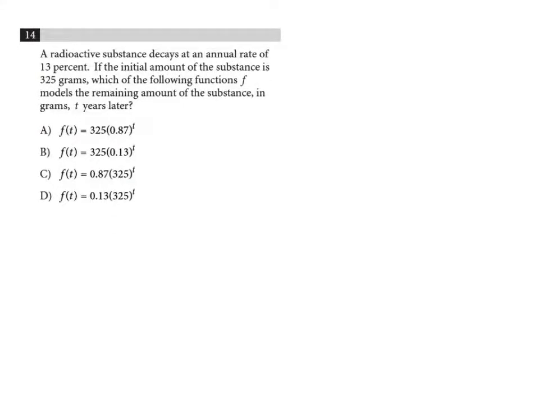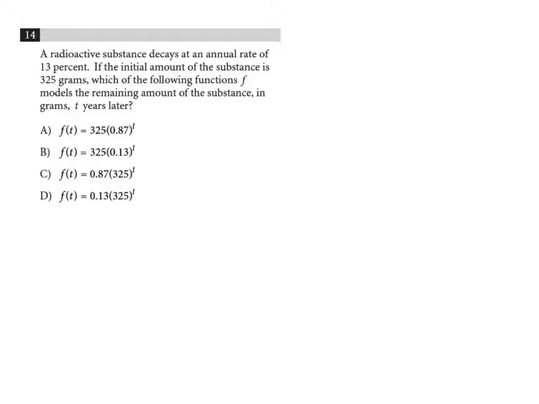All right, 14. A radioactive substance decays at an annual rate of 13%. If the initial amount of the substance is 325 grams, which of the following functions F models the remaining amount of the substance in grams t years later?